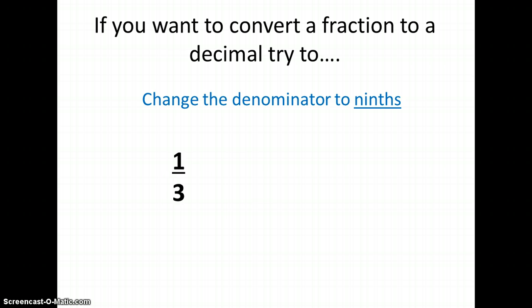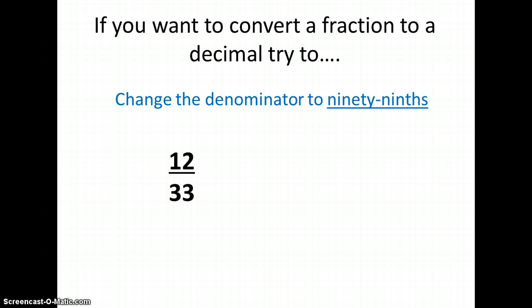If I have 1/3, I might convert that from a fraction to a decimal by changing the denominator to ninths. So 1/3 is equivalent to 3/9, because 3 times 3 is 9, and 1 times 3 is 3. And 3/9 I now know as a decimal is 3/10 repeated. I can also change the denominator to 99ths. 33 times 3 is 99, and 12 times 3 is 36. So I have 36 hundredths all repeated.